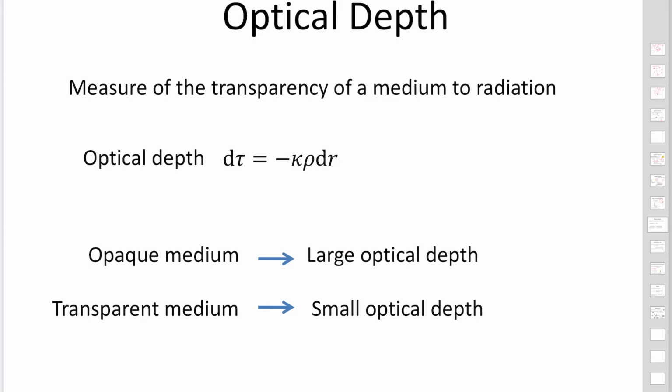And now we'd like to introduce a new quantity, the optical depth. Tau is optical depth, defined by d tau equals minus kappa rho dr, using the opacity. So this is a measure of the transparency of the medium to the radiation. An opaque medium has a large optical depth. If kappa is really large, optical depth becomes larger. In transparent media, opacity is smaller, meaning a small optical depth.